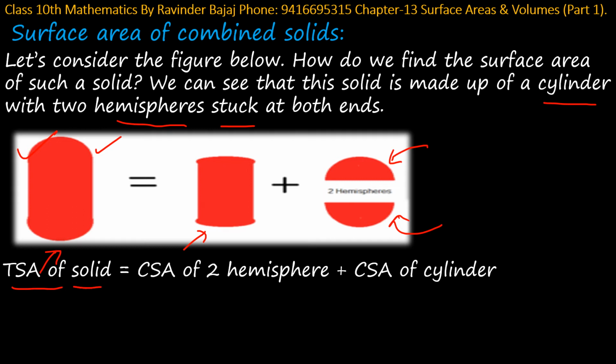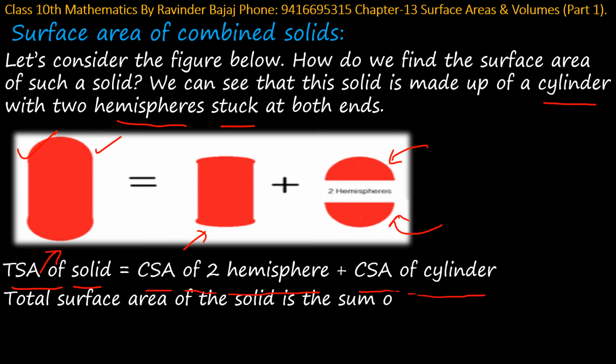Total surface area of the solid is equal to curved surface area of two hemispheres plus curved surface area of the cylinder. In this way, we can divide the complex figure into small, basic figures, find the area of each, and add them. Total surface area of the solid is the sum of the curved surface area of each part of the division you have done of the complex figure.